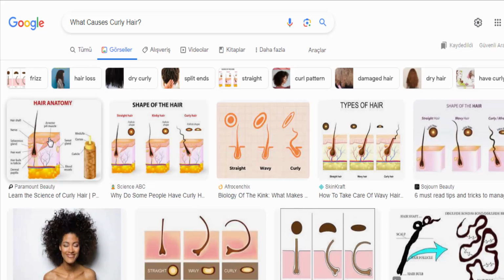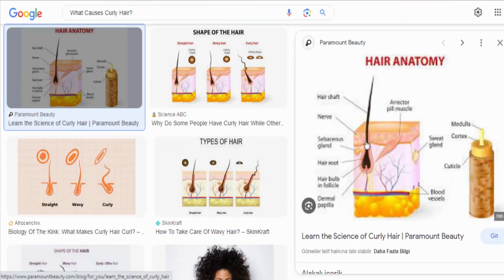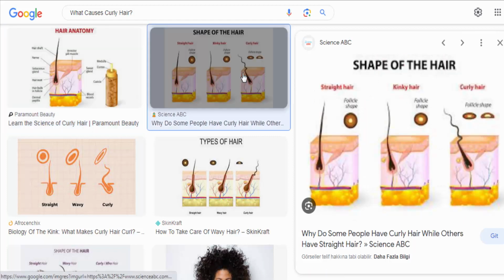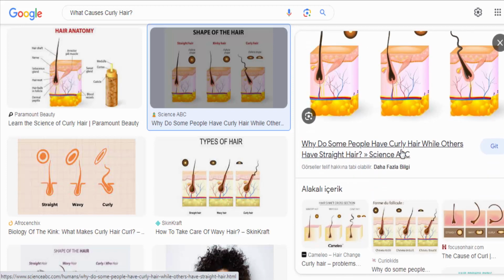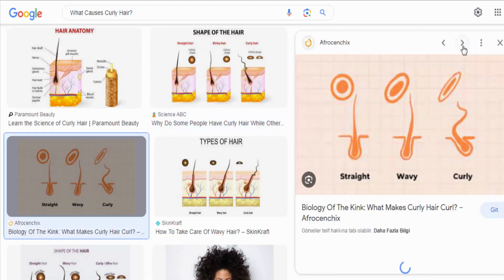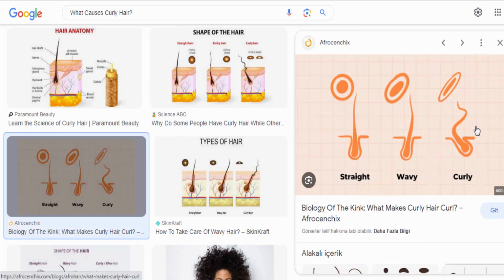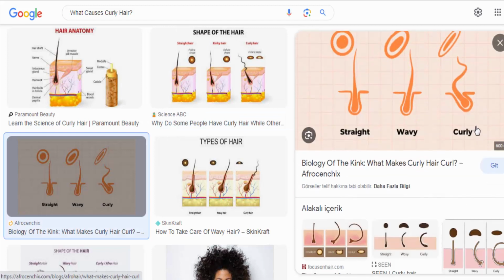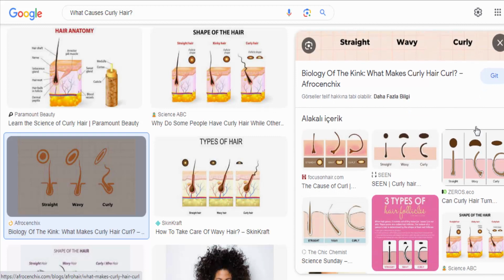Curly hair is primarily determined by genetics. The shape and texture of hair are determined by the structure of the hair follicle, which is genetically determined. The specific gene responsible for curly hair is not yet fully understood, but it is believed to involve multiple genes. The shape of the hair follicle plays a crucial role in determining whether hair is straight, wavy, or curly.